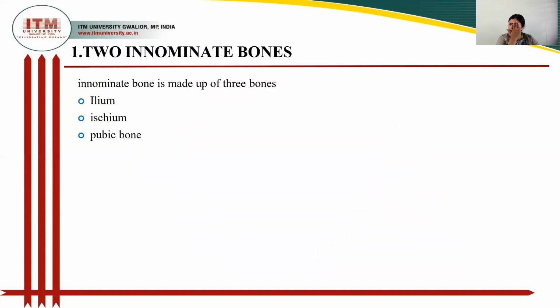Now let us see the bones one by one. There are two innominate bones. Each innominate bone we divide into three parts. First is the ilium, second is the ischium, and third is the pubis. These are the three bones: ilium, ischium, and pubic bone.